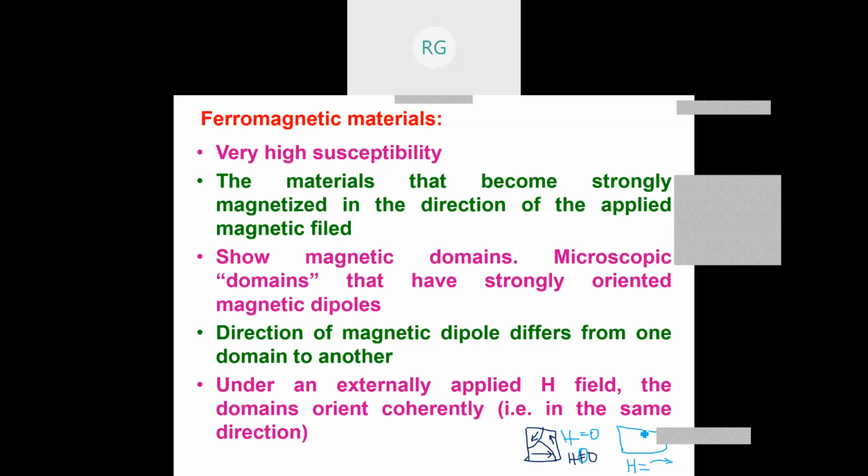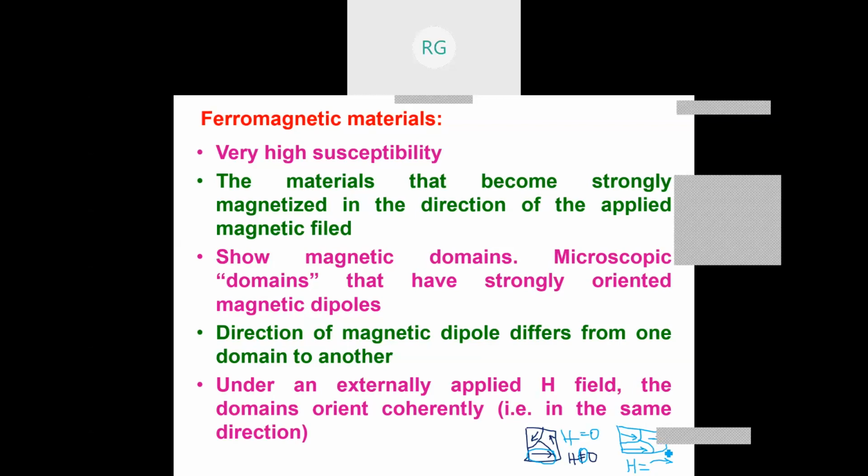Therefore, within the domains, the magnetic dipole moments which are already in the direction are exactly oriented in the direction of the applied field. But those magnetic domains which are in other directions start orienting in the direction of the applied field, and all of them will come to the same direction. Therefore net magnetization is more and not zero.